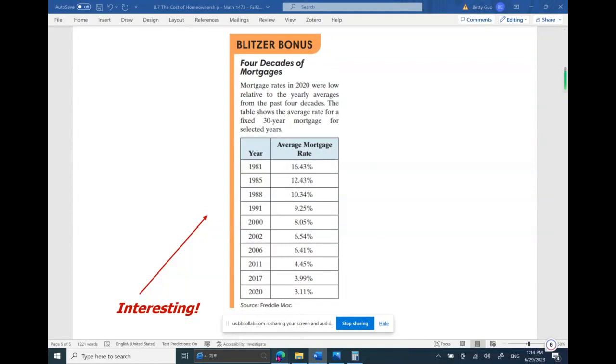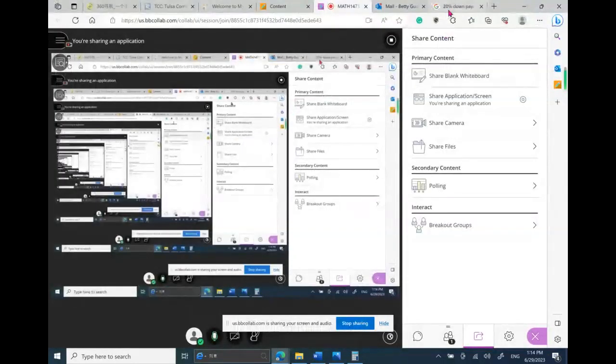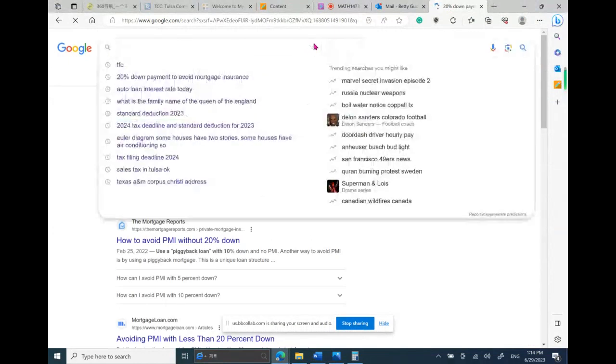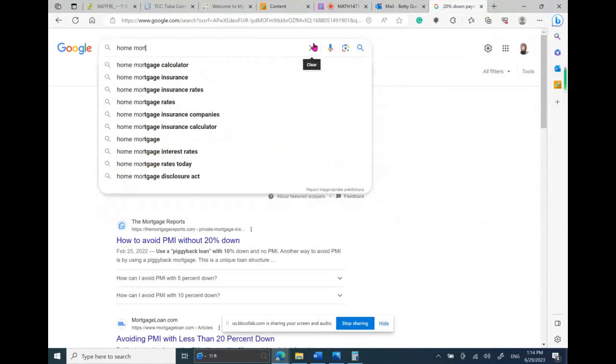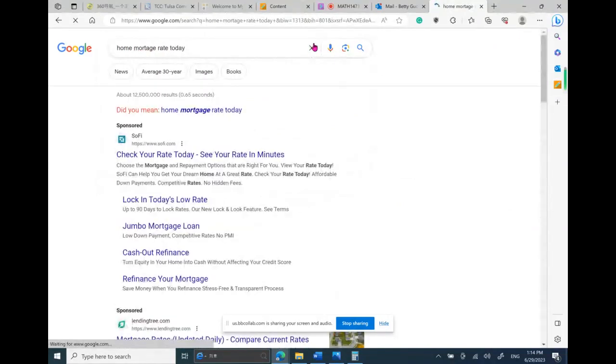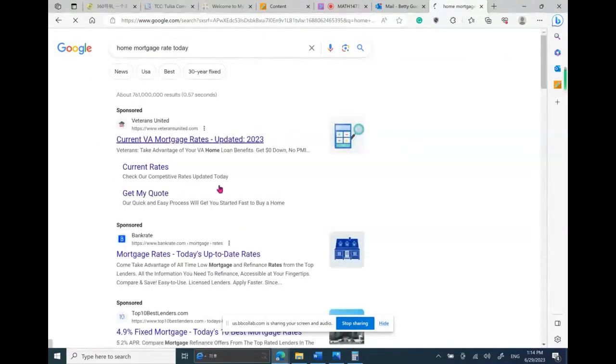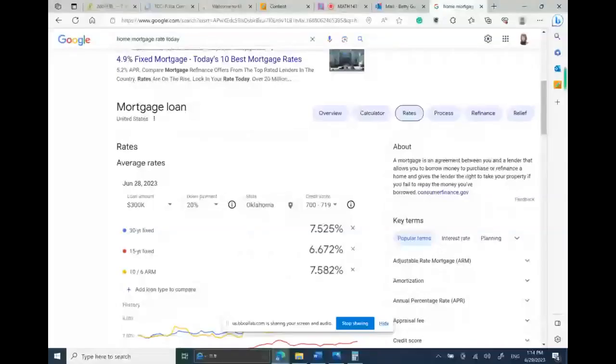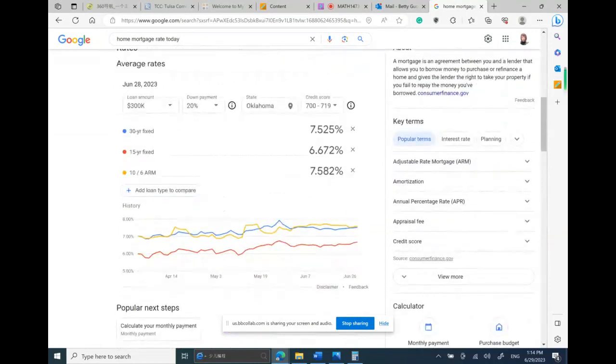Let me double check what is the mortgage rate today. It really depends on your credit, everything, right? Okay, we can see here. For the 30-year, whoa, it has gone up so much. 30-year fixed is 7.5%. 15-year fixed is 6.672%. So we really should have bought a house during the pandemic, 2020.